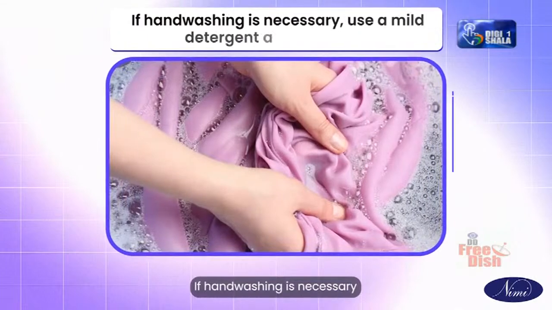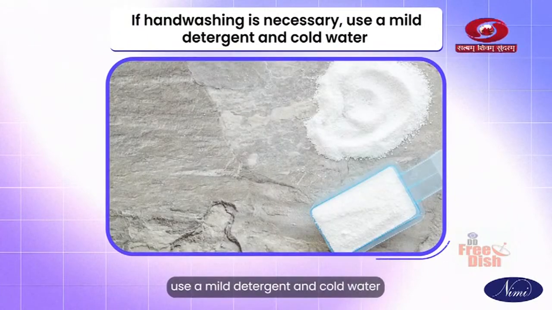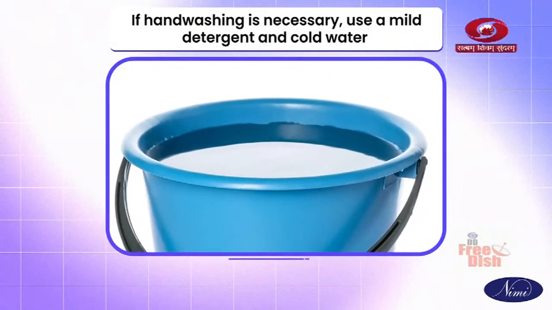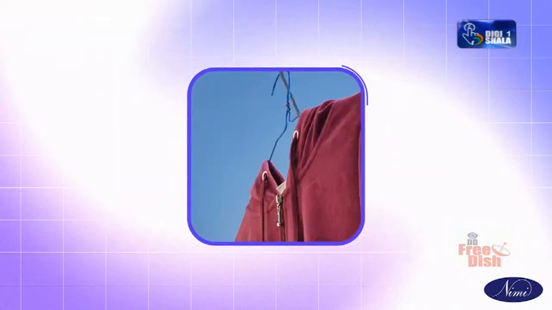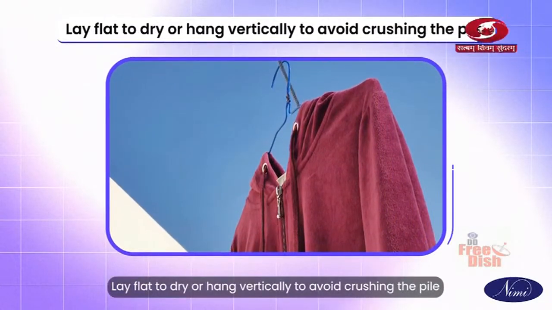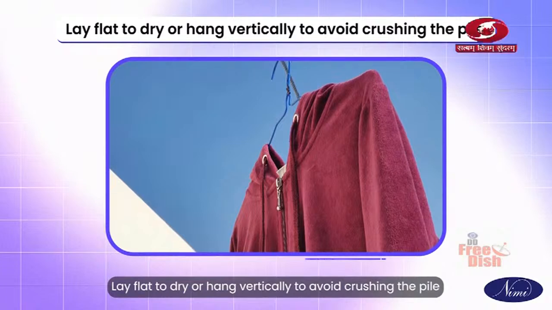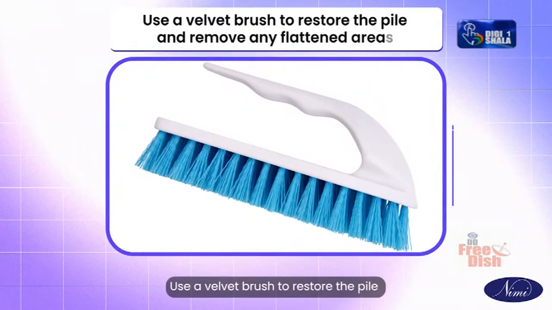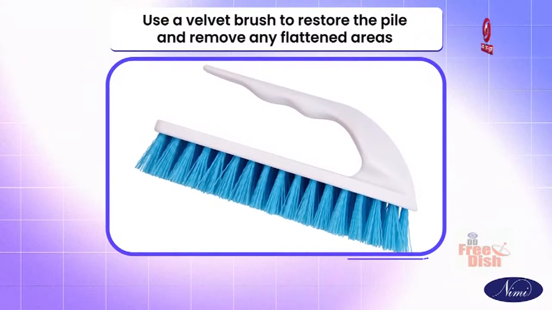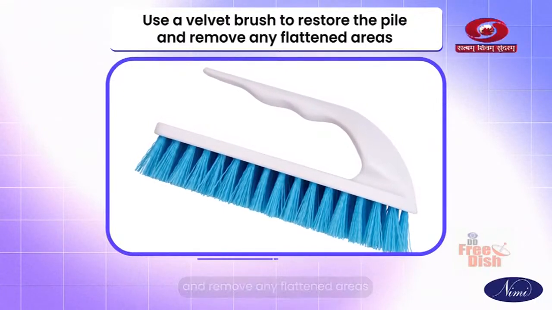If hand washing is necessary, use a mild detergent and cold water. Do not wring or twist. Gently press out excess water. Lay flat to dry or hang vertically to avoid crushing the pile. Use a velvet brush to restore the pile and remove any flattened areas.